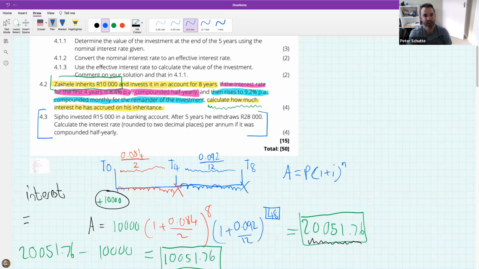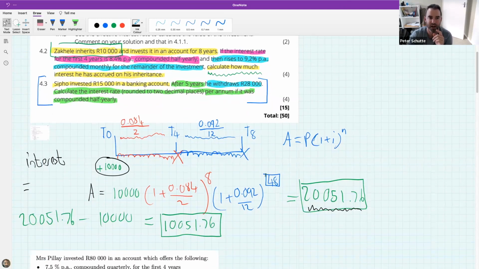It's just a good old-fashioned financial maths question from earlier in the series. And just see, maybe we can do it together. So 4.3, Sipho invests 15,000 Rand in a bank account. After 5 years, he has access to 28,000. It says calculate the interest rate rounded to 2 decimal places per annum if it was compounded half yearly. Actually, you know what, guys? I've changed my mind. I'll come back to that one.